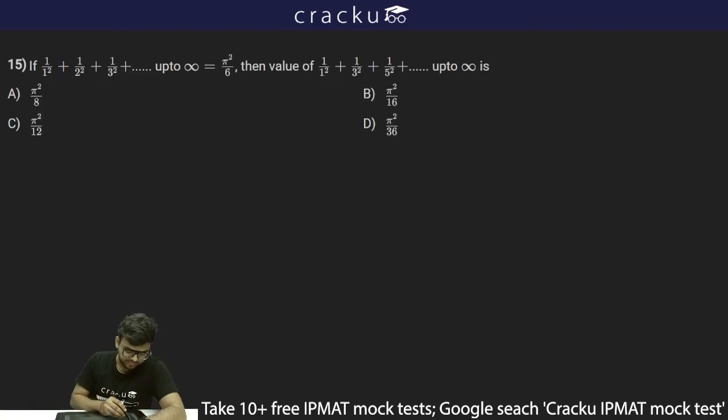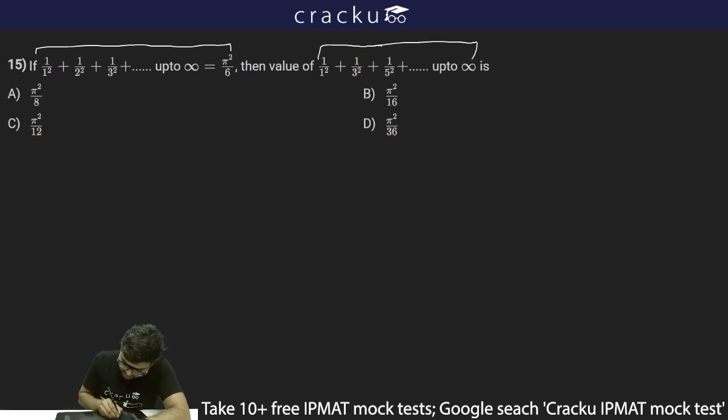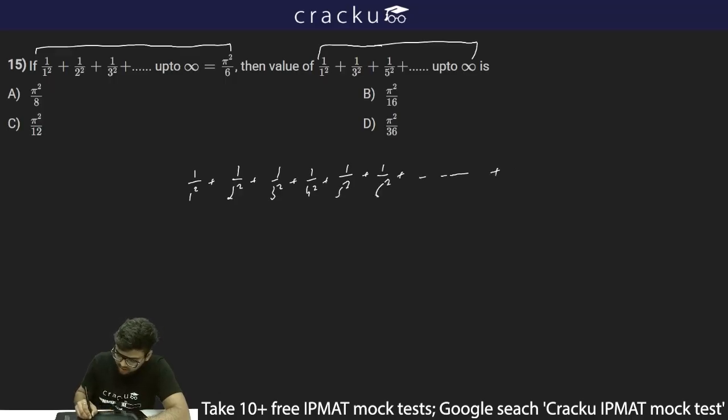The next question says, if 1/1² + 1/2² + 1/3² up till infinity is equal to π²/6, then the value of 1/1² + 1/3² + 1/5² up to infinity is. So I can just write this as 1/1² + 1/2² + 1/3² + 1/4² + 1/5² + 1/6² and so on till infinity. This is equal to π²/6.